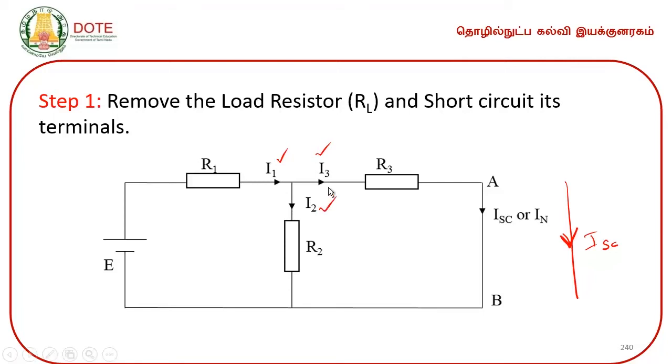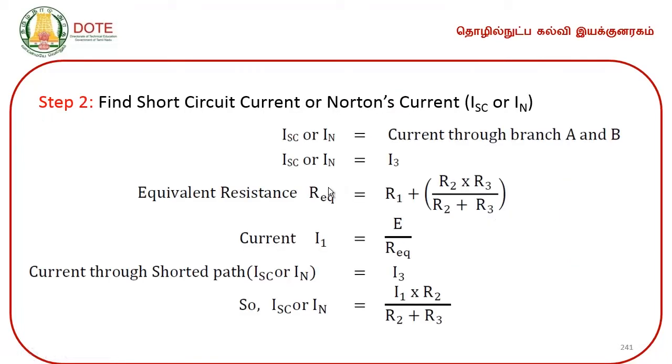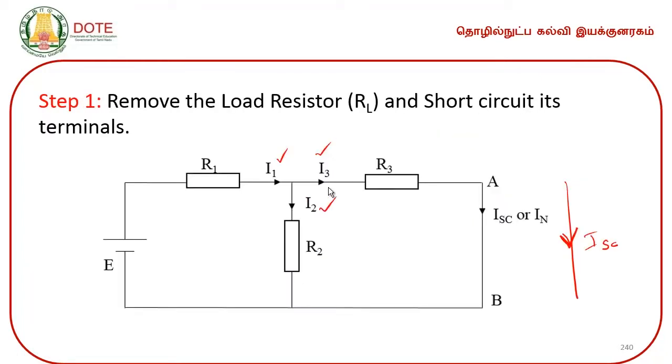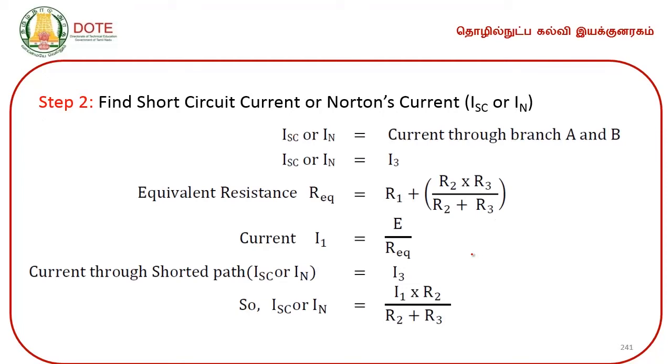Step 2, find the short circuit current or Norton's current. This can be found out by any method. You can employ Maxwell's mesh method, you can employ nodal method, or you can just apply current division rule. Since you have only one voltage source here, mere application of current division rule will yield the magnitude of current passing through the terminals A and B. So, we can straight away apply current division rule to find this out.